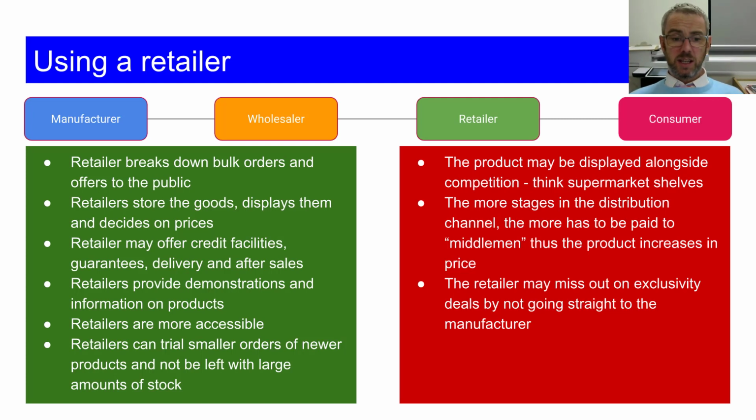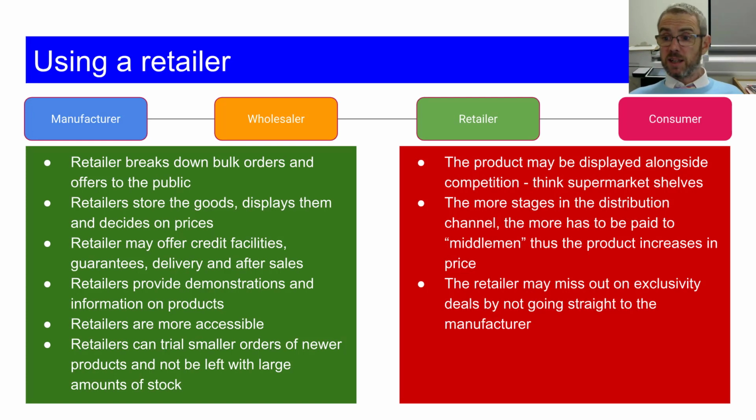That's test marketing, really. They maybe put it in 15 stores rather than rolling it out to every single store, to tell you how it did in those stores. The bad things are the product may be displayed alongside competition. Think about supermarket shelves. You see all the different types of juice. It's not just your juice or your cereal or your bread.